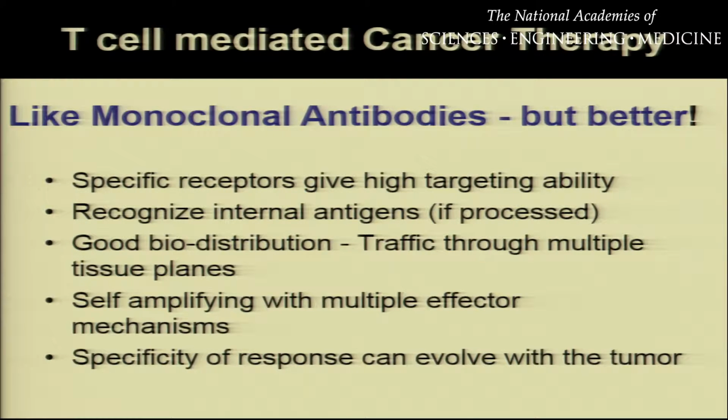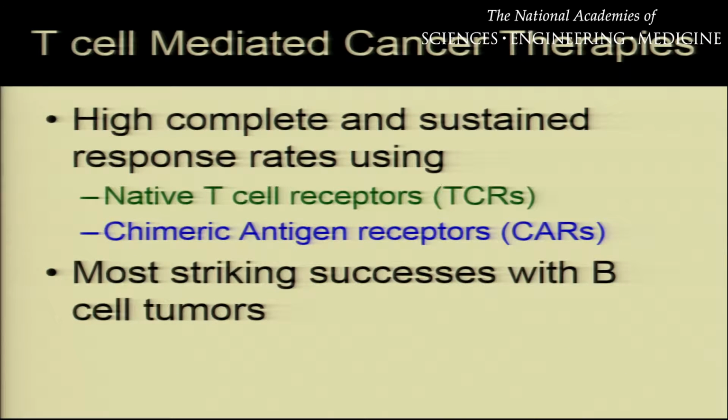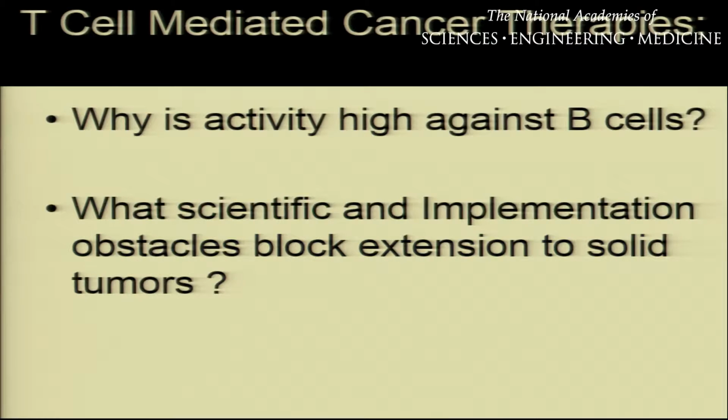And that's critically important because, of course, solid tumors vary in a single individual, not just in time, but in space as well, so that it's very difficult to come up with a universal antigen. Now, T-cell mediated cancer therapies have been extremely effective, whether you use the T-cell's own native receptor or an artificial chimeric antigen receptor. But I think it's true to say that with the exception of melanoma, the most striking successes have been with B-cell tumors. So what I thought I'd do is ask why the activity is so high with B-cell tumors, and how can we learn from that and extend the approach to solid malignancies.